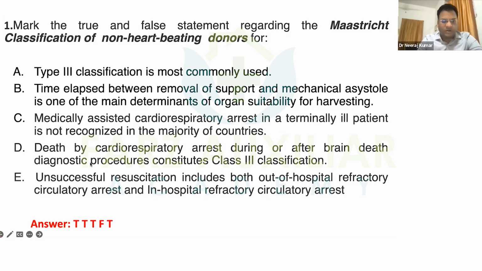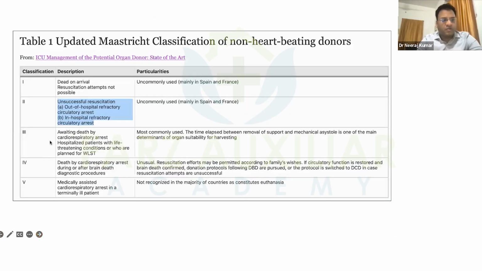See this option: death by cardiorespiratory arrest during or after brain death diagnostic procedure constitutes class 3 classification. No. Class 3 classification is awaiting death by cardiorespiratory arrest, in a hospitalized patient with life-threatening conditions or who are planned for withdrawal of sustained life treatment, like if you are withholding the standard treatment. So it is like that.